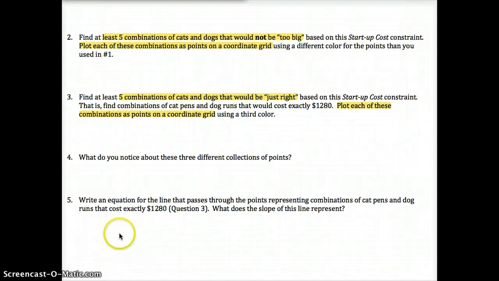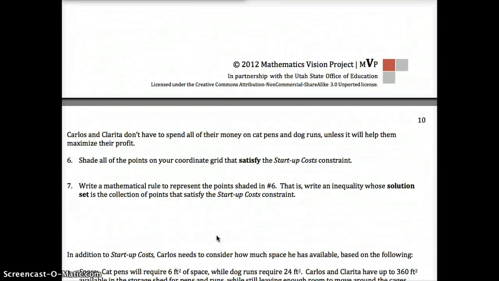Then number 5 says to write an equation of a line that passes through the points representing combinations of cat pens and dog runs that cost exactly $1,280, which were the 5 points you found in question 3. So you should have an equation written down here, and then it also asks, what does the slope of the line represent? So that should be answered as well. They have to explain what the slope of the line represents, and it has something to do with cats and dogs, how it's changing over time. All right, on to 6.